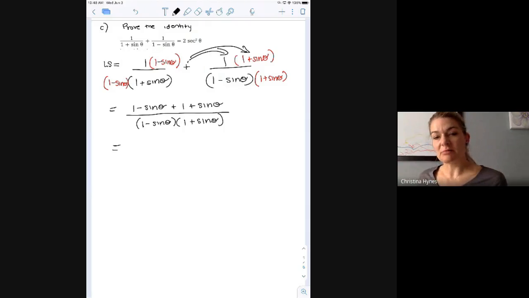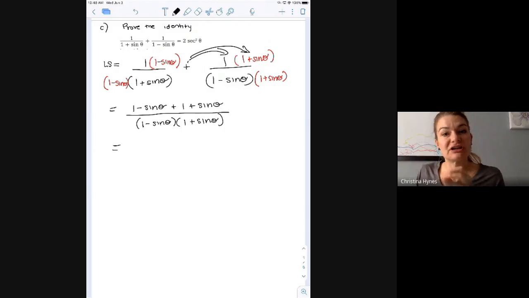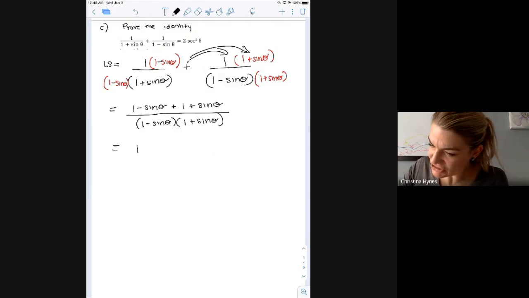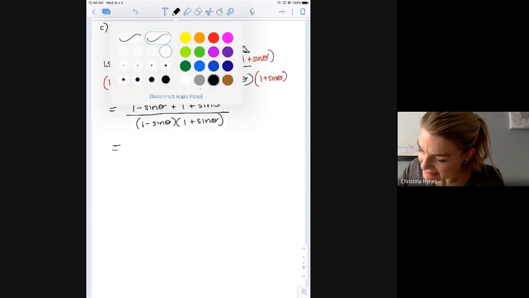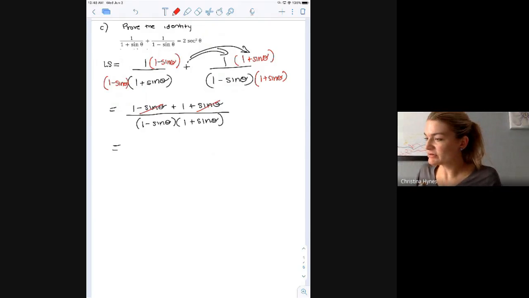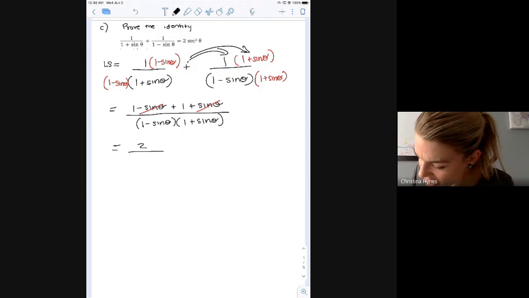And then at the bottom, I'm actually going to FOIL that out. So if you ever see that they're conjugate factors, then you do want to actually put them together. And then what you'll also notice at the top is that we have sine theta, minus sine theta plus sine theta, those guys will cross each other off. And then 1 plus 1 is 2 at the top.